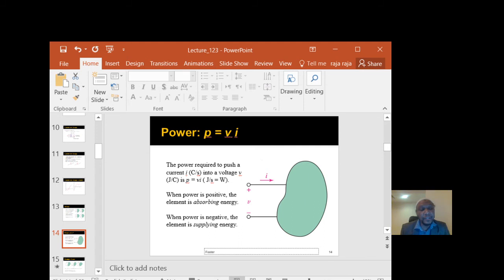When power is positive, the element is absorbing energy. For example, in your house you are using an air conditioner, a TV, a speaker, and all the electronic equipment. Finally, what happens? Your country's electricity company gives you a bill to pay money, the electricity payment. Why do they give you this? Because you are absorbing their energy.